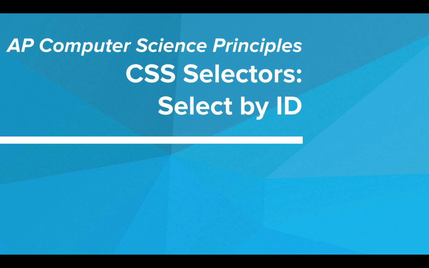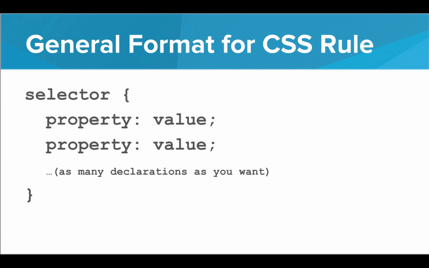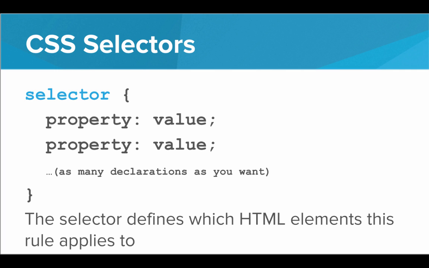Hi. In this video, we'll be learning about selecting by ID with CSS. So to recap, we've seen the general format for the CSS rule: selector, followed by curly braces, followed by property: value for every property that you want to style for that selector. The selector defines which HTML elements this rule applies to. And there's many kinds of selectors.